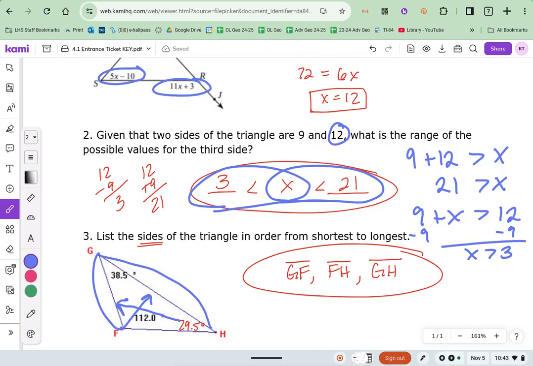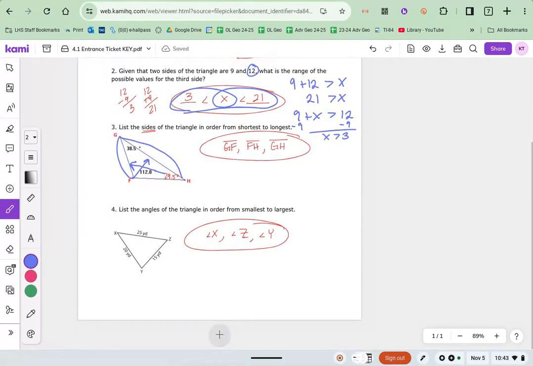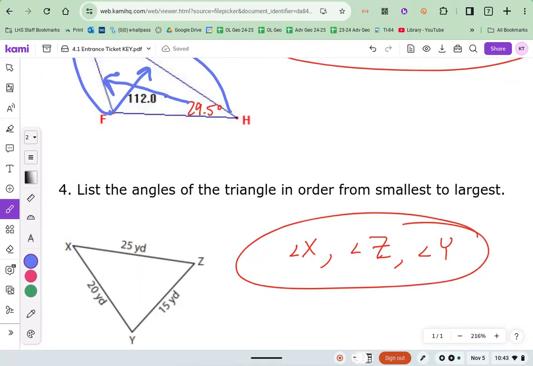All right, so real quick, go ahead. Oh, actually, sorry, one more. So this one lists the angles of the triangle in order from smallest to largest. So same thing on this one, just going backwards. So the smallest angle is going to be across from the smallest side. Largest angle is going to be across from the largest side.